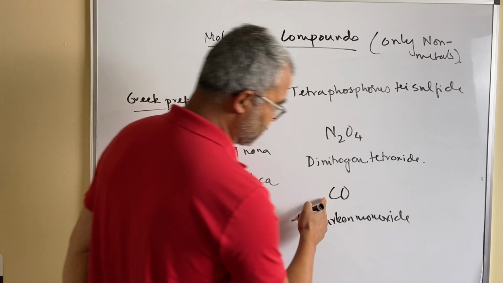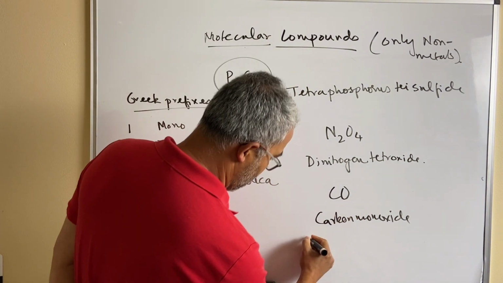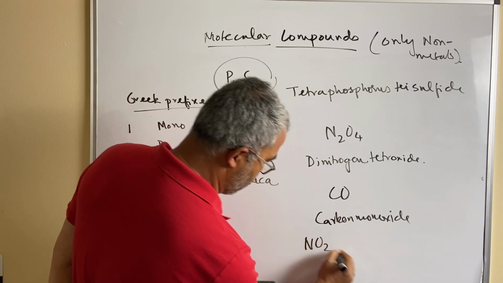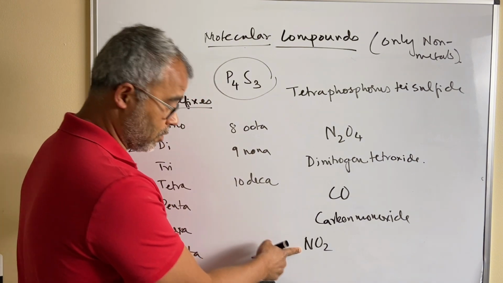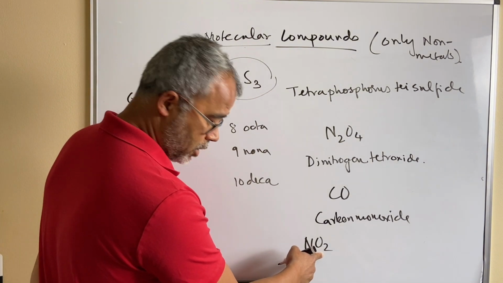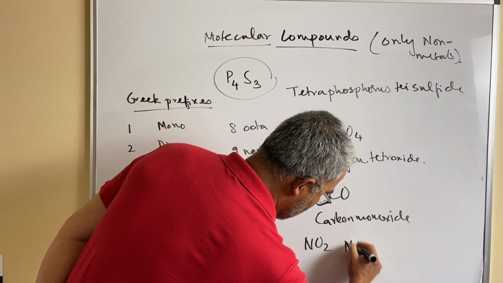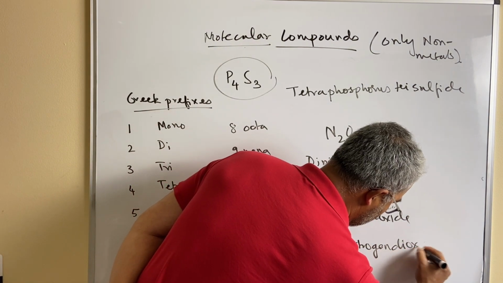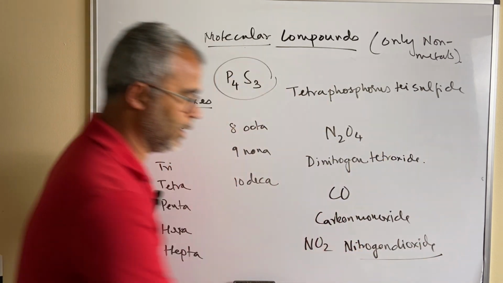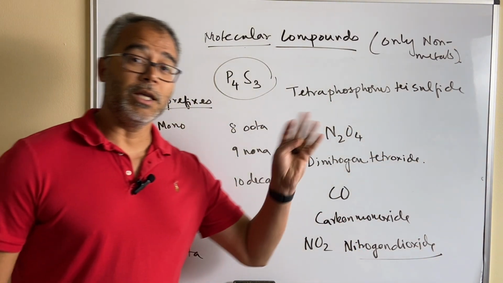Another example would be NO2. We have only one nitrogen, but it's the first one, so we don't use mono. But for the oxygen, it would be a dioxide. So that would be nitrogen dioxide. Okay. So key thing to remember.